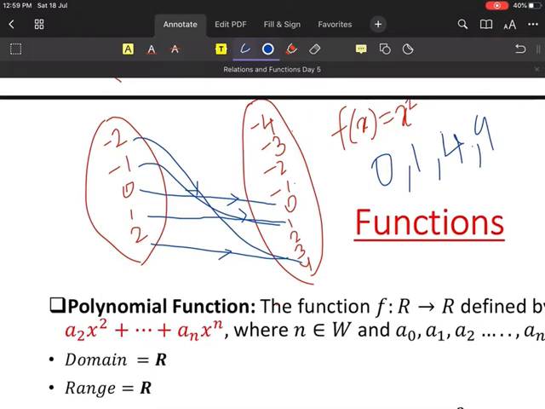Acha, one thing. No. It's not true. I'm sorry. We are dealing with real numbers, right? But I'm not considering 0.1. I'm not considering 0.2. I'm not considering 0.3. Yes or no? Please tell me. Yes. So 0.1 whole square will be something else.